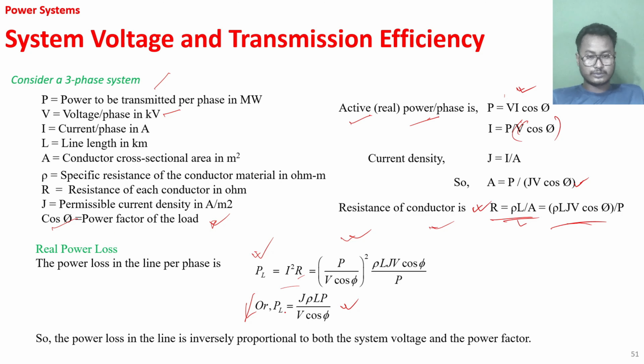From this equation we can say the power loss in the line is inversely proportional to both the system voltage and the power factor, because they are in the denominator. So this is the relation of voltage with the power loss. Actually, all these are calculation parts.